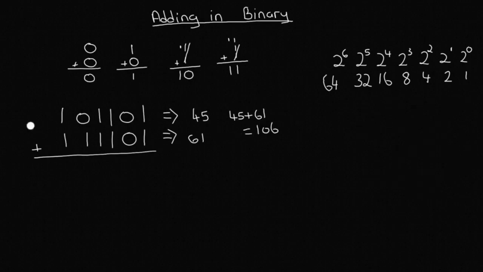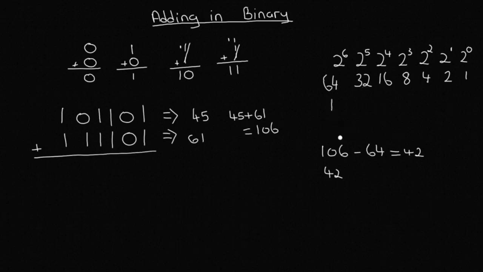So what we can do now is get our 106 number and convert that into a binary number to find out what number we should see here. So what we can do is take our number, which is 106, and take away the biggest number we've got, so that would be 64, so minus 64, and that leaves us with 42. So we can put a 1 here.